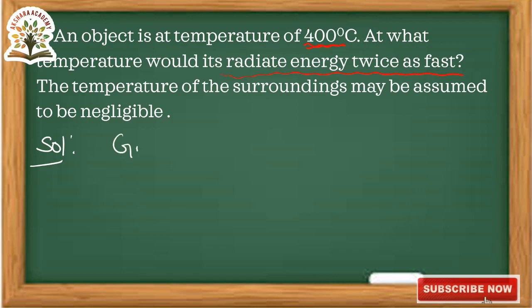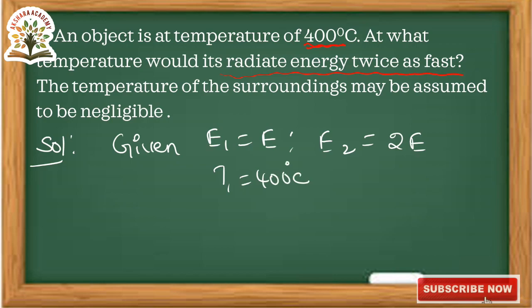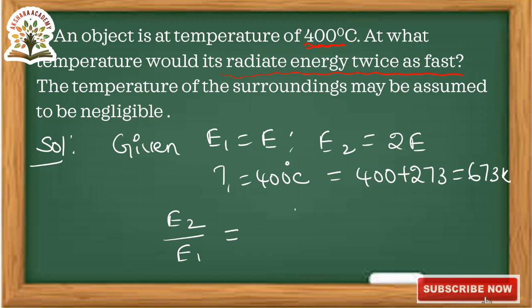Given E1 is equal to E, and E2 is equal to twice, nothing but 2E, and T1 they gave 400 degrees centigrade. Converting into kelvins, adding 273, it becomes 673 kelvins. So T1 is equal to 673 kelvin. Now we'll write the formula. E2 by E1 is equal to (T2 by T1) whole to the power of 4.